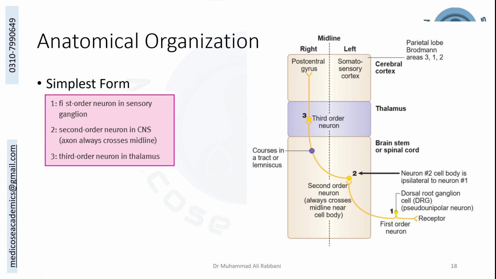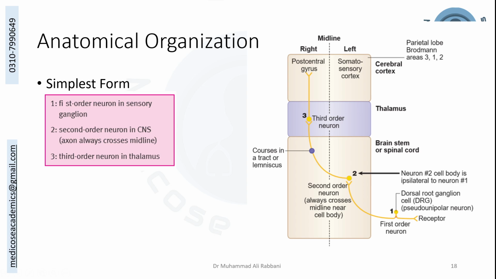The traveling of the signal from the receptor to the cortex is carried out by three relays. Like in a relay race, the baton is carried by the first racer, then the second one, and then the third. Similarly, the signal is carried by three consecutive neurons: the first order neuron, the second order neuron, and the third order neuron. So let's start with the first order neuron.